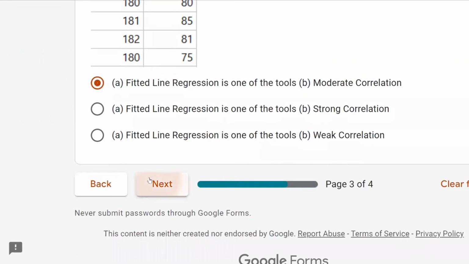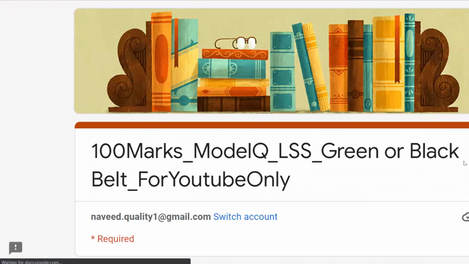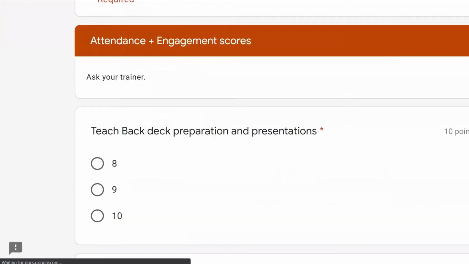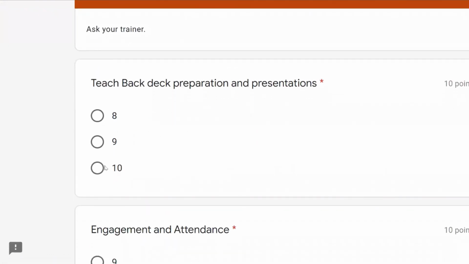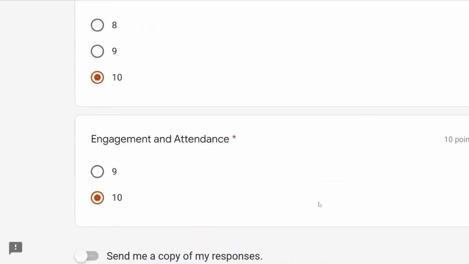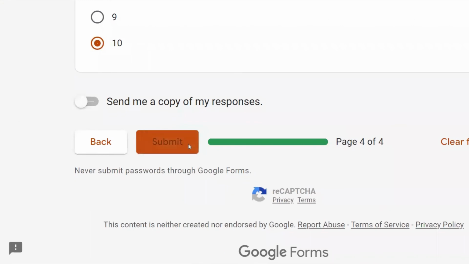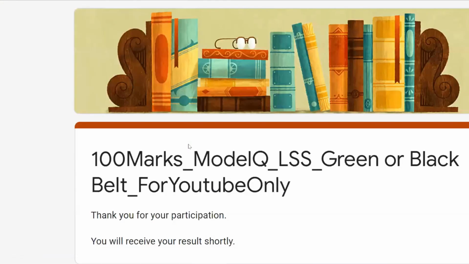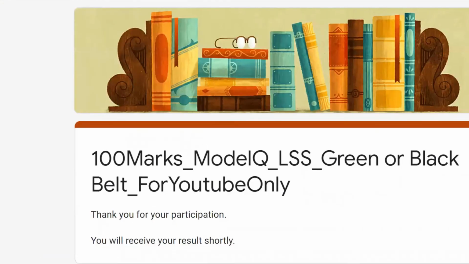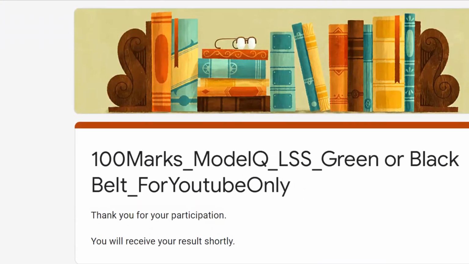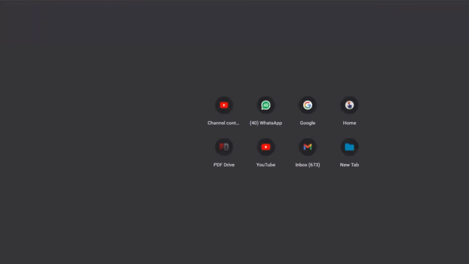If you happen to do black belt or green belt, the trainer may have a score for teach back, and a score for engagement and all that. And then I'm just submitting this answer. Let's see how many marks I have got. I will be receiving an email in which the score will be available. Let's go and see that email.